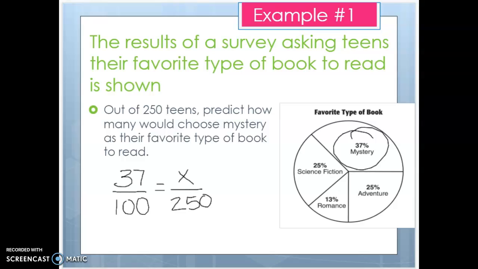Then you are going to cross multiply and divide. So I'm going to do 37 times 250, and then I will divide that answer by 100. And I actually get a decimal. So I can't have a decimal of a person. So I'm going to say about 93 people.